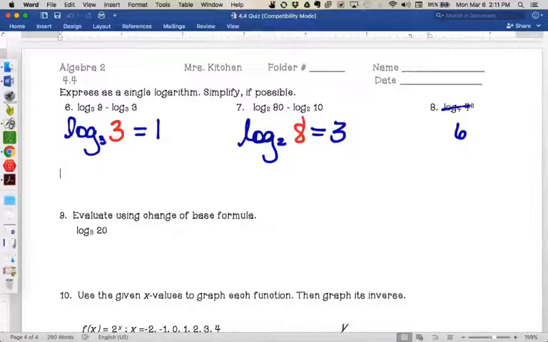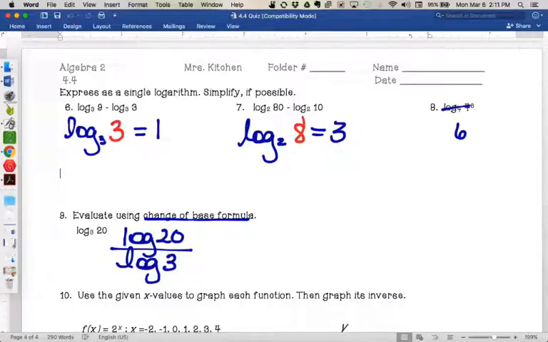Number 9 is using the change of base formula, so you need to know that. It's going to be the log of 20 divided by the log of 3. You just simply take that 20 and put it here, and take that 3 and put it here. It's very important that you put this into your calculator properly. So what I would do is I would put in the log of 20 and hit enter, and then hit divided by the log of 3 and hit enter. That way you don't have to worry so much about the parentheses. This is what you should get, so make sure you practice that and that you get it.